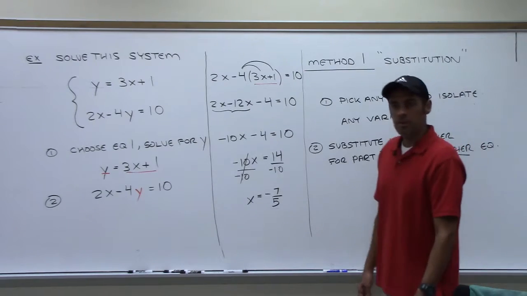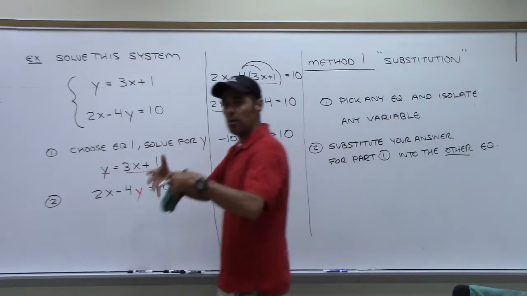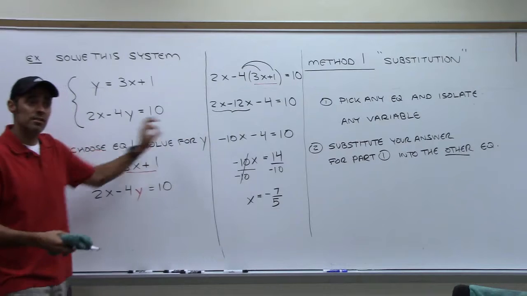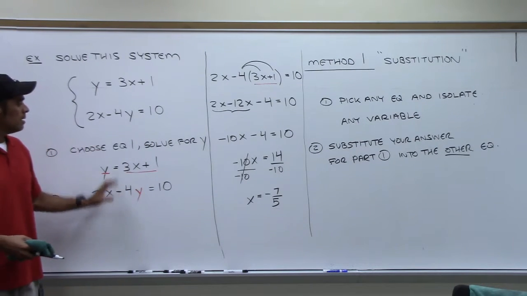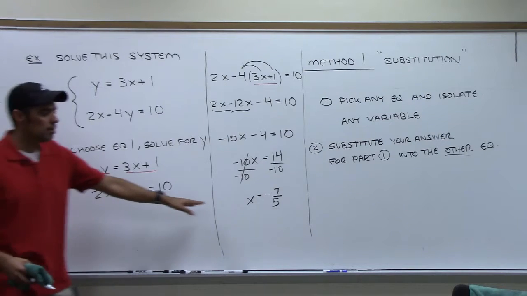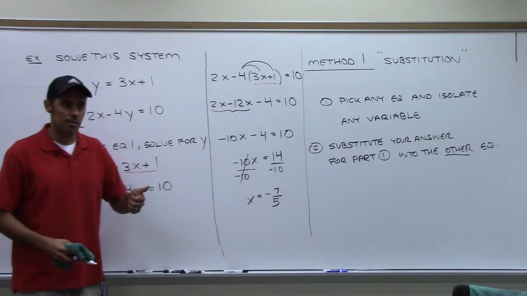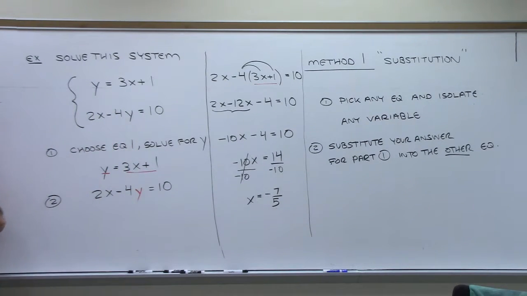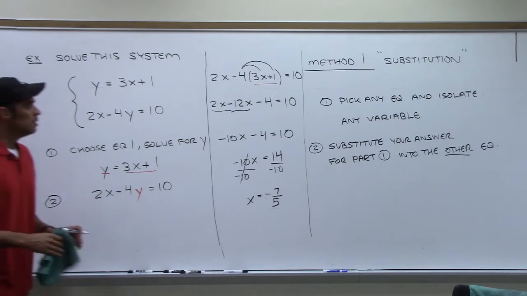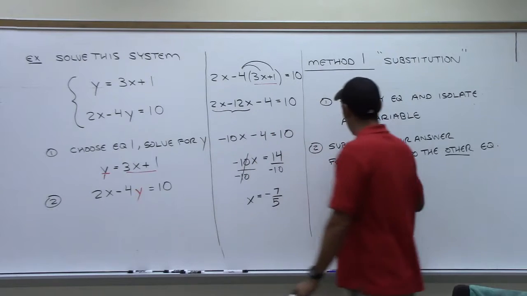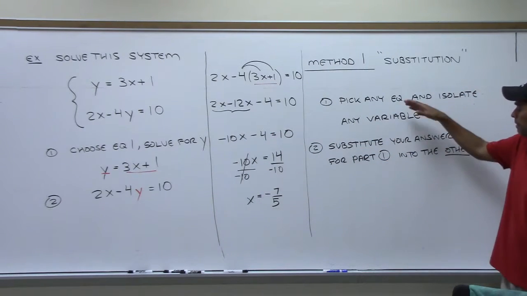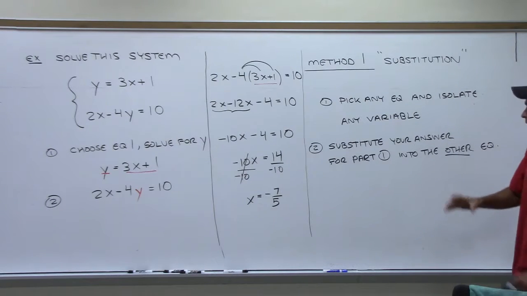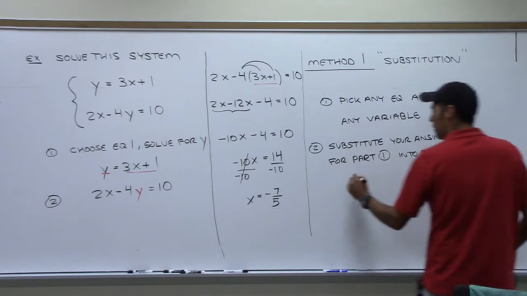So do you remember when I had the picture up here with the two lines, and I said that whatever our answer is, our x and our y coordinates should both be negative? We have an x coordinate that's negative, so that's a promising sign. But now I still need to figure out what y is. So let's go back through these steps for a second. I said substitute your answer from part one into the other equation. We did that. I'm going to add one little thing.